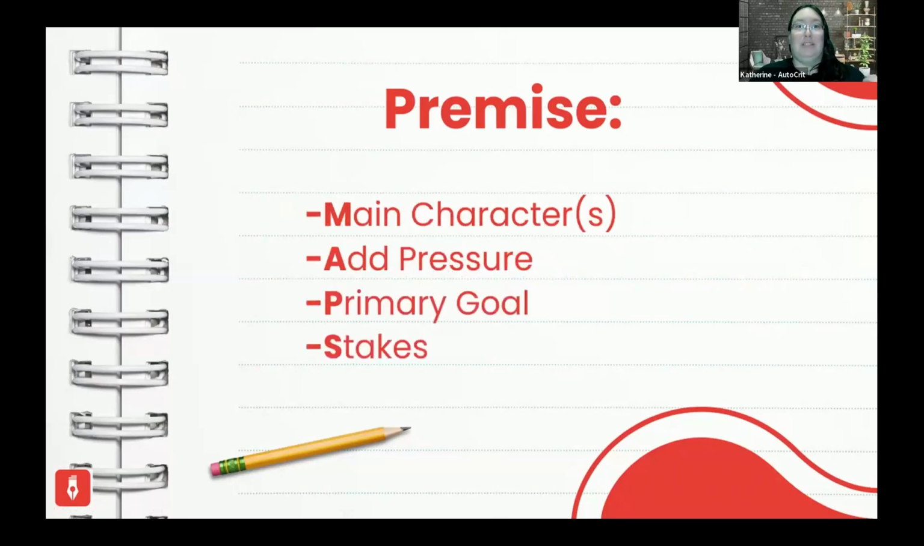Something you can do to discover what should be in your premise is use the MAPS acronym. We're going to map out our story. So in our maps, we need main characters. We need to add pressure to those characters to get them out of whatever life was like and get them moving. They need a primary story goal that they're trying to achieve through the story, and then there should be stakes, something that is at risk if they don't achieve their primary story goal.